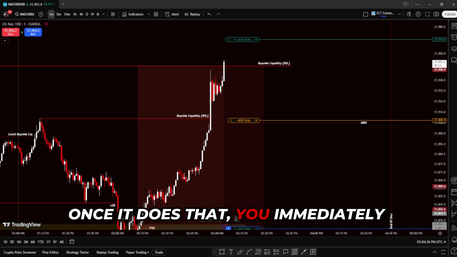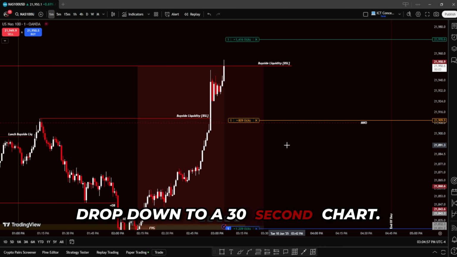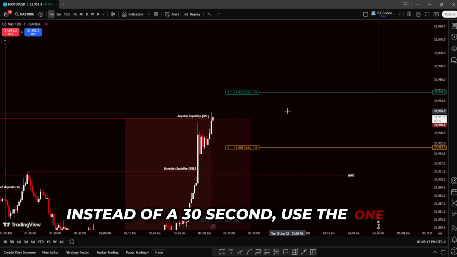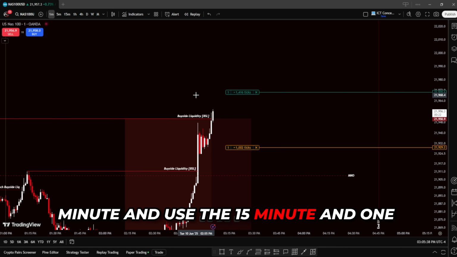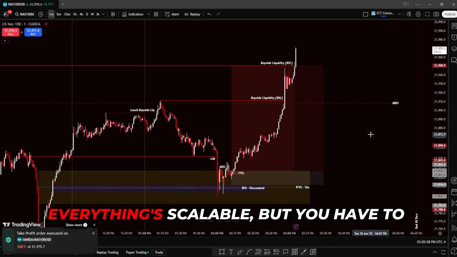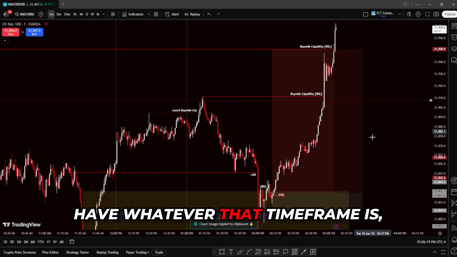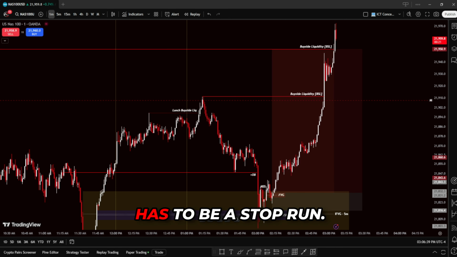Once it does that, you immediately drop down to a 30-second chart. Instead of a 30-second, use the 1-minute, and use the 15-minute and 1-hour chart. Everything's scalable, but whatever that time frame is, the 1-minute or the 5-minute, there has to be a stop run.